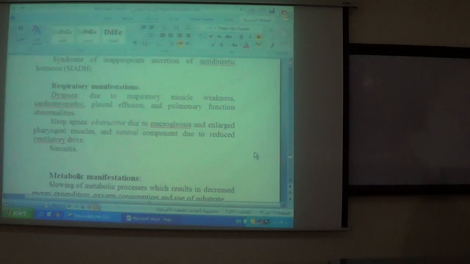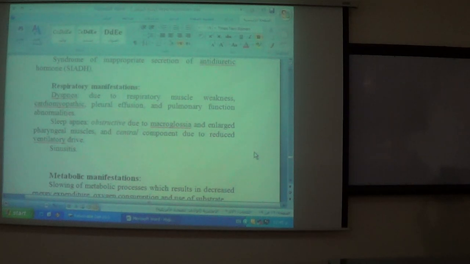Central is understood because the brain is slowed down. And the peripheral, or obstructive sleep apnea, can be understood through enlargement of the tongue, enlargement of the lips, enlargement of bulk of pharyngeal muscles, and thickening of the vocal cords. This patient is prone to develop sleep apnea. Sleep apnea is a risk factor for hypertension, for diabetes, for symptomatic trouble, for arrhythmia, even for sudden death. Sleep apnea is not a simple diagnosis.